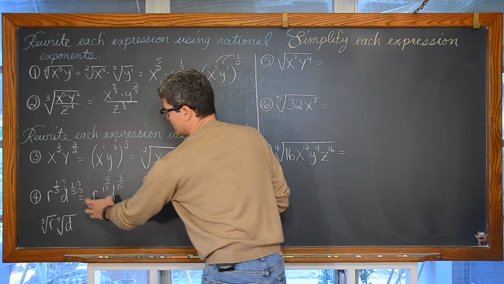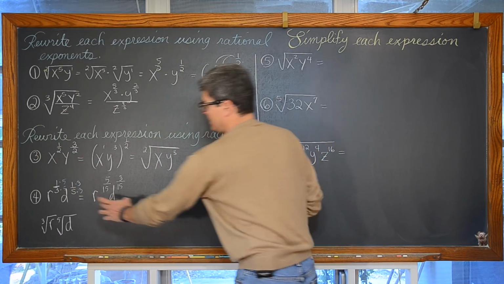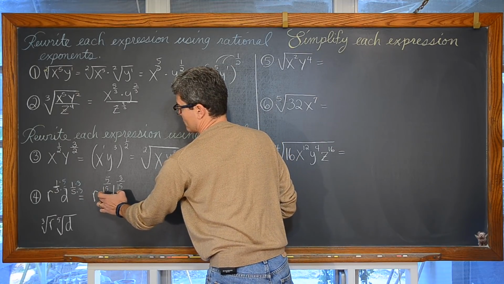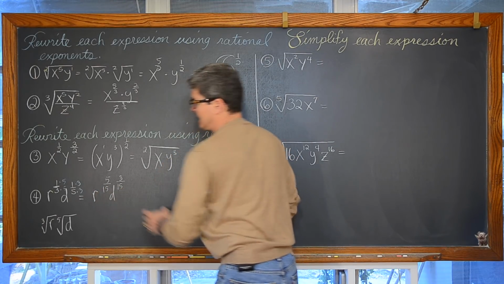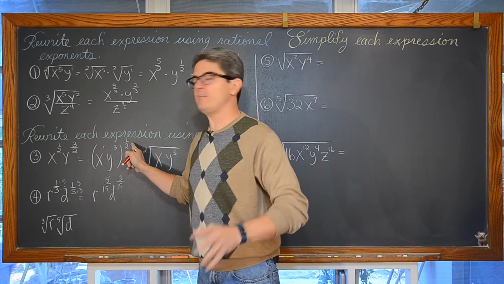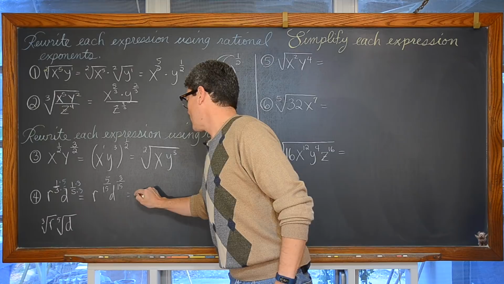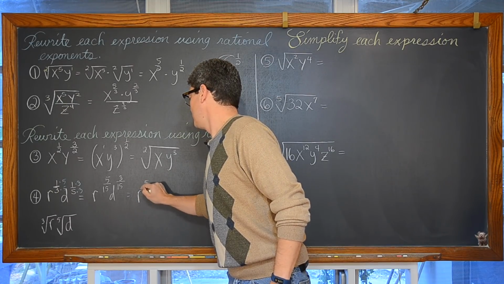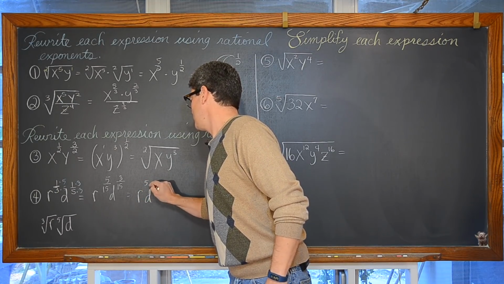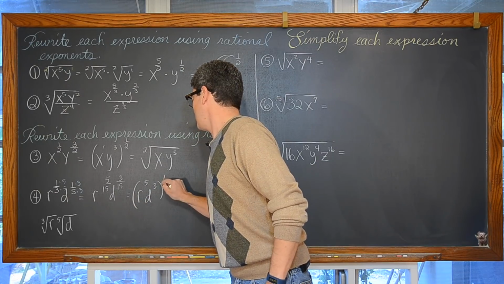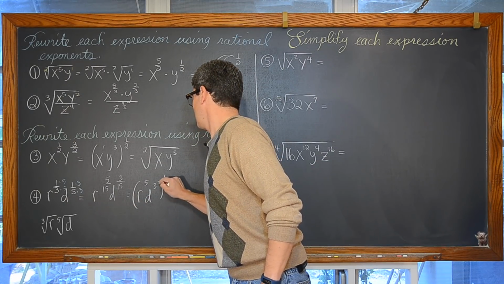Now, like we have up here with number 3, each of our factors has a common root or index of 15. So like I wrote here with that power, pull that power of 1/15 out, we can write r to the 5th, d to the 3rd raised to the 1/15th power.